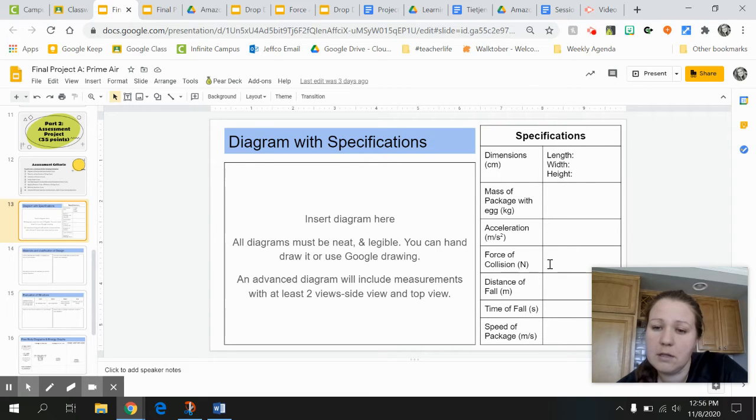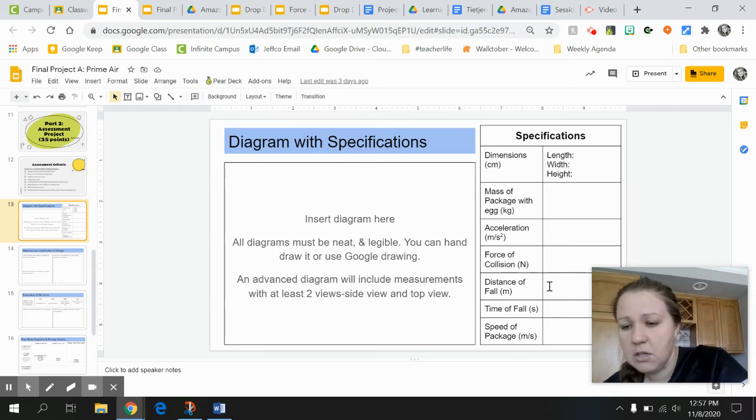And then for force of collision, that's something you're going to have to calculate using Newton's second law. So F equals mass times acceleration. So if you have the mass of your package, remember this needs to be in kilograms, and the acceleration of gravity, then you're just going to multiply those two numbers together to find the force of collision that that package hit the ground with. Okay?